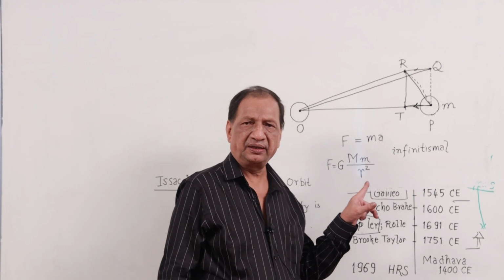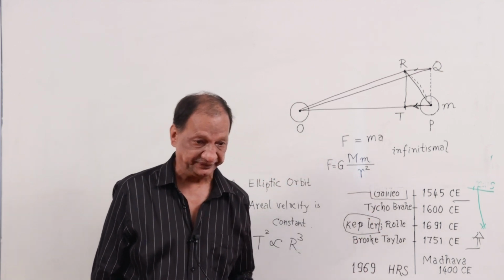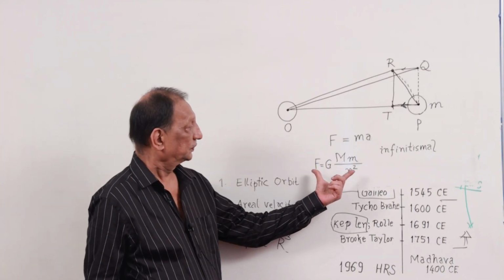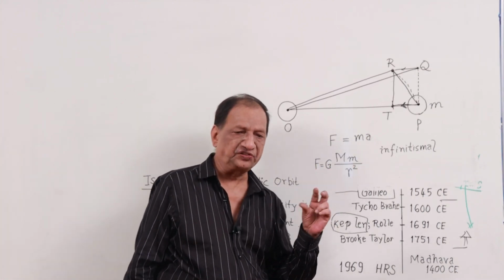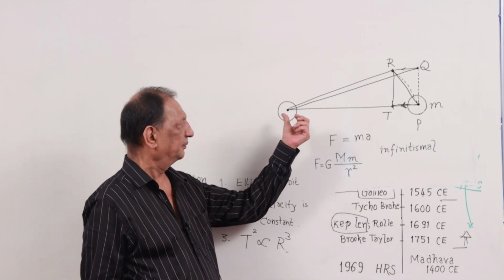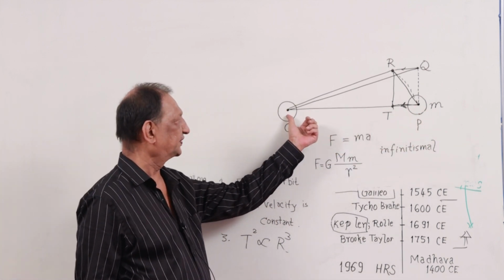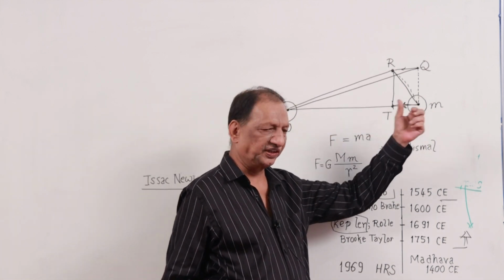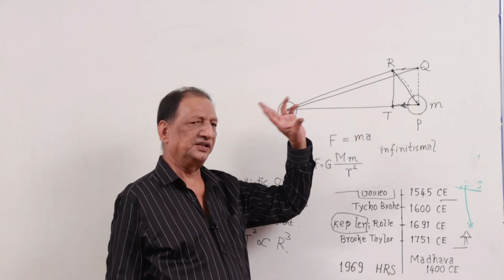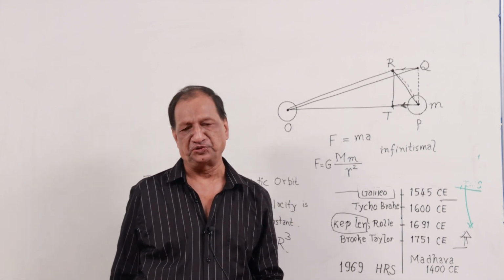I'll tell you how he arrived at this equation. Because the example he took was Sun and Mars, correct? If the Sun is exerting an acceleration on Mars, it should be doing the same thing on Earth also. It should be doing the same thing on Mercury also. So it should be common.